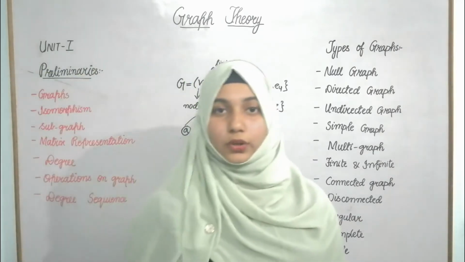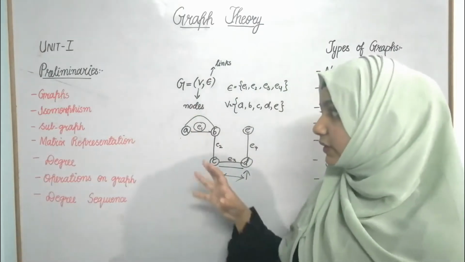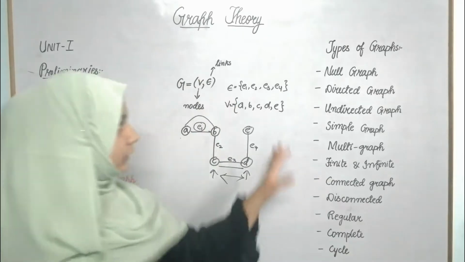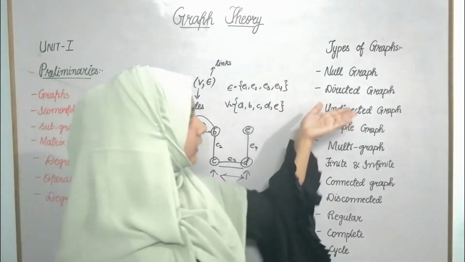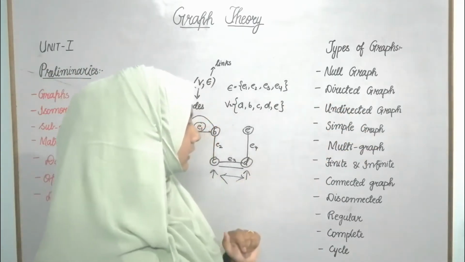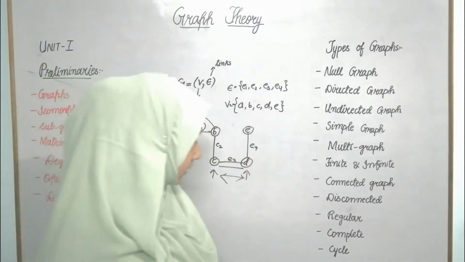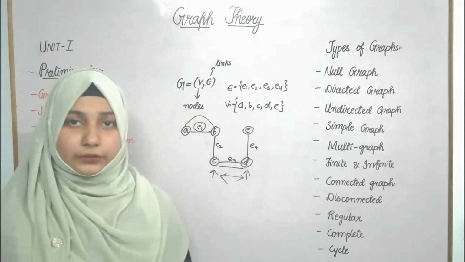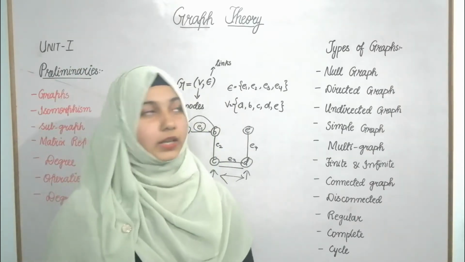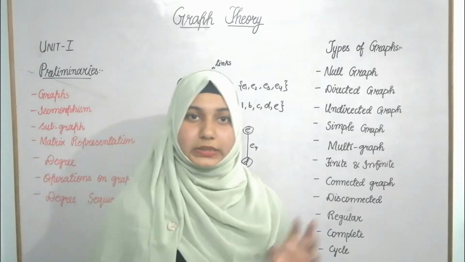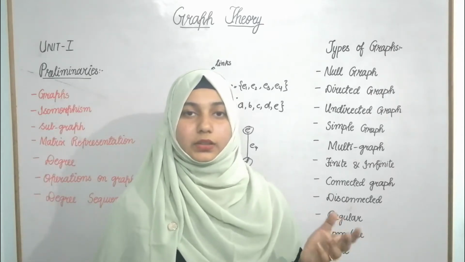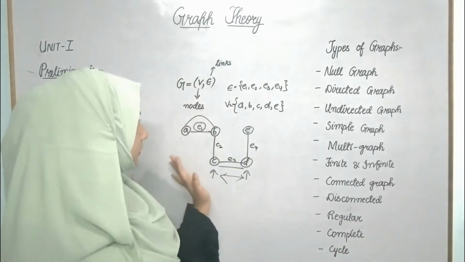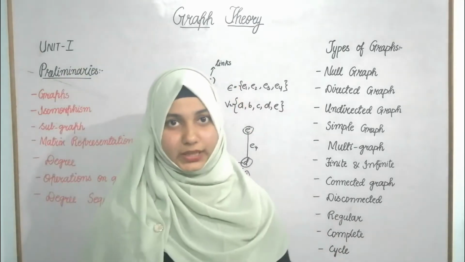Now let's move on. Before moving on to isomorphism or subgraphs, we'll see the different types of graphs. You have many different types of graphs. These are the few that I listed here: null graph, directed graph, undirected, simple, multigraph, finite, infinite, connected, disconnected, regular, complete and cycle. We also have Euler graphs and Hamiltonian graphs, but we'll learn about them as we come across the topics. Let me erase this and we'll start with the types of graphs.